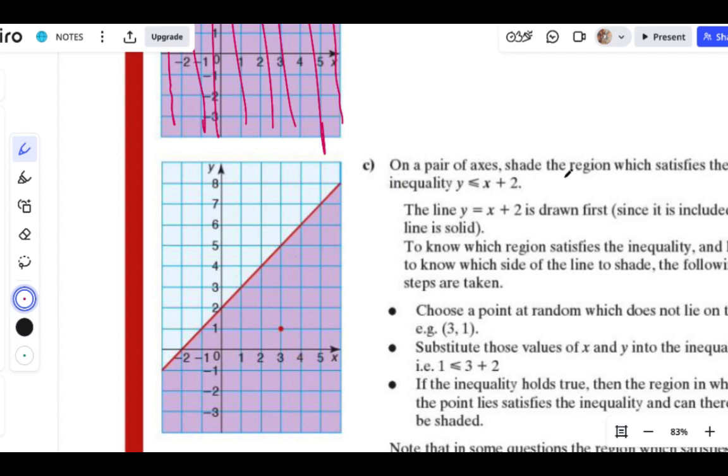So on a pair of axes, shade the region which satisfies this inequality. Okay, when they give us this type, what do we do? How do we get the graph? Because this one is different now. This one is not like y is less than 5 or x. You can see x is there, y is there, both of them together. So the line must run across the x and y axis. So how do we first of all plot this graph?